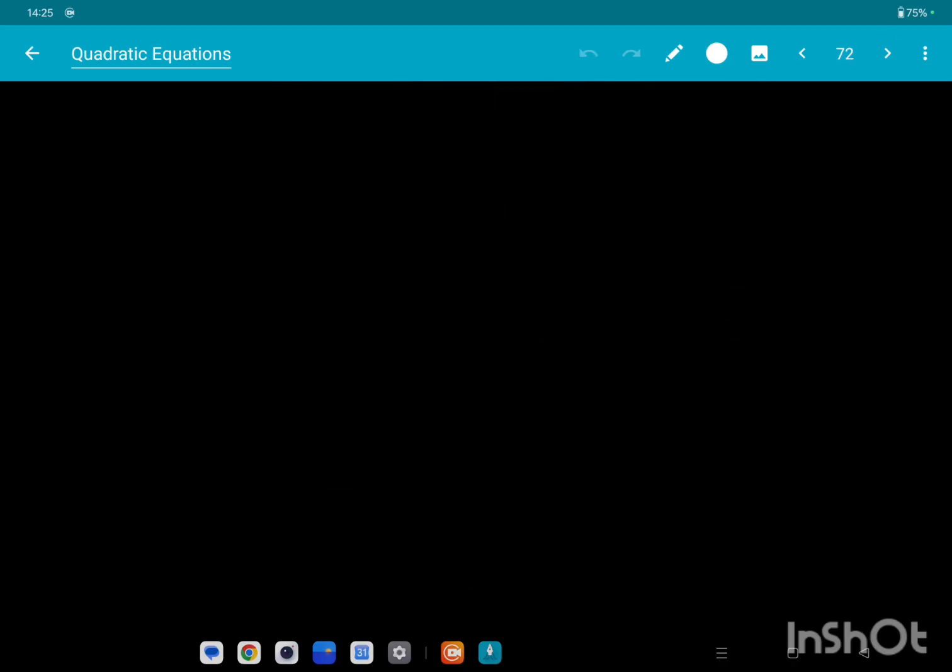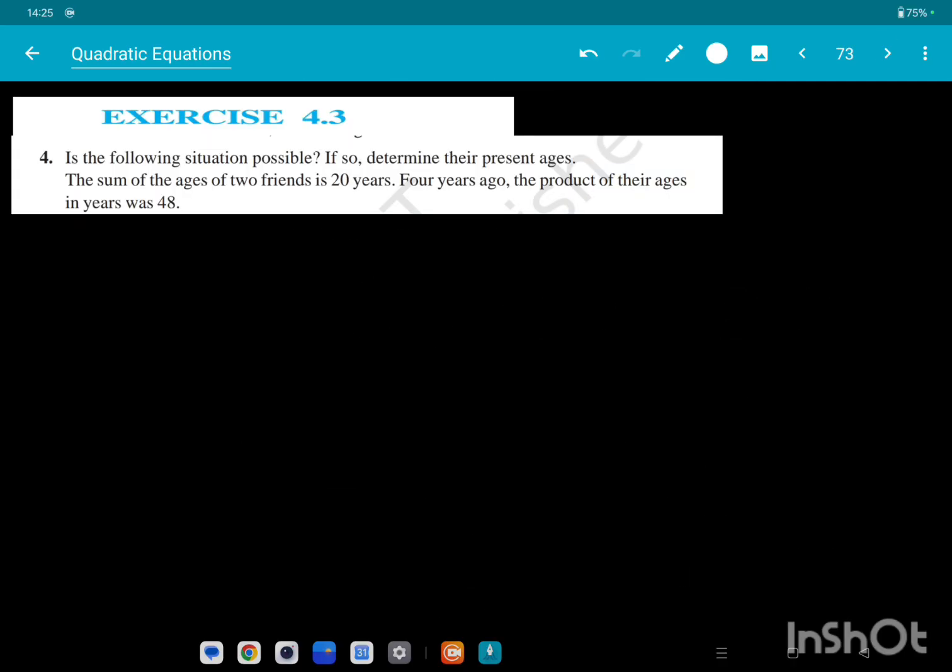Now we will move on to the next question. Is the following situation possible? If so, determine their present ages. The sum of the ages of two friends is 20 years. So it was given. First we need to understand the problem and solve it according to the question, and then we need to think if it is possible or not. I will tell you step by step how we can understand this problem.